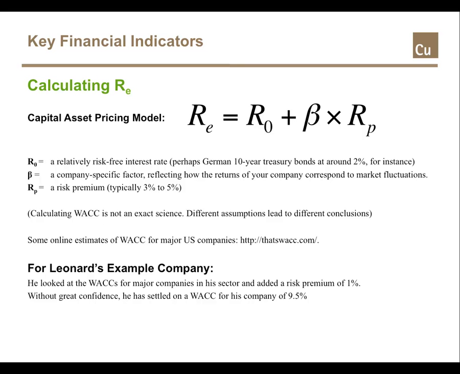The great challenge in calculating your company's weighted average cost of capital lies in determining RE, the return that your shareholders expect. A popular approach among financial experts is the capital asset pricing model, CAPM, in which RE is determined using the formula on this slide, where R0 is a risk-free rate, beta is a company-specific factor, and RP a risk premium of typically 3 to 5%. Explaining the capital asset pricing model in more detail will lead us too far. Therefore, we limit ourselves here to saying that WACC calculations are not an exact science.